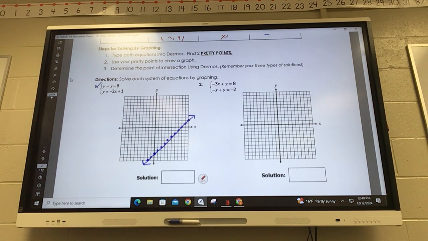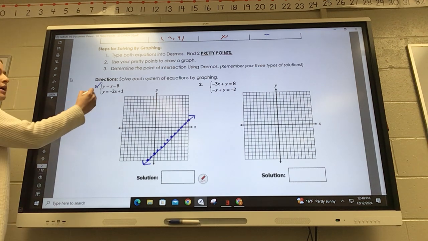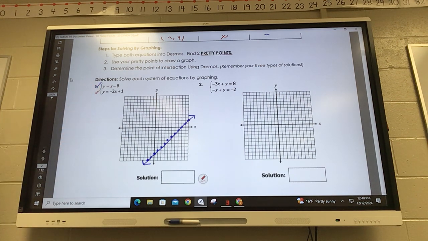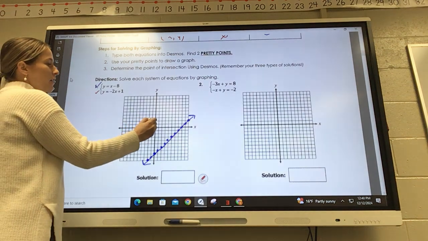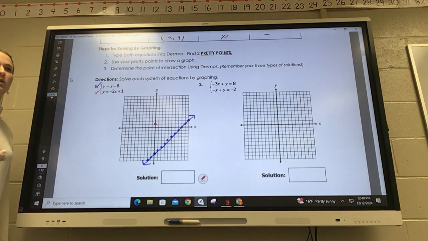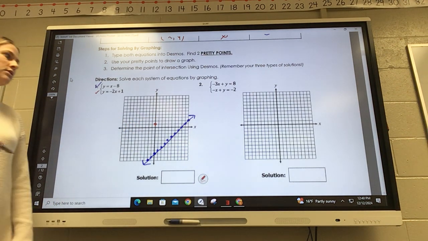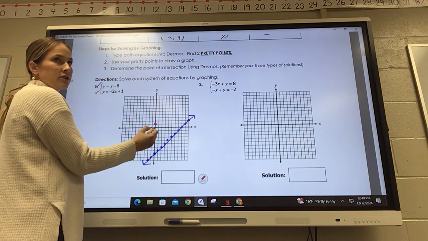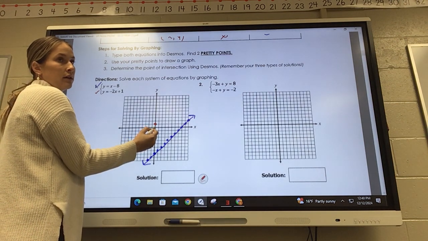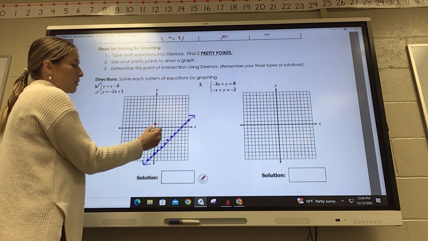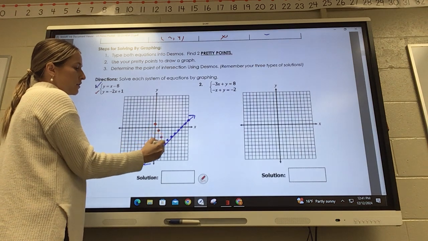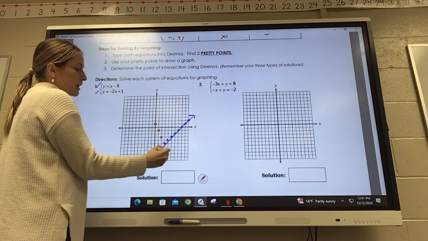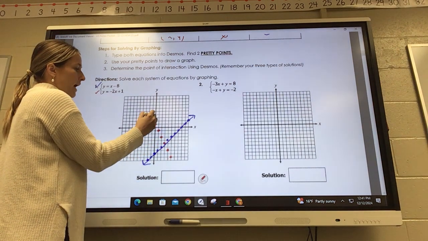Now my second line, I'm going to use a different color. Where do I start on my y-axis? 1. And if I have a slope of negative 2, if I start and I go down 2 first, do I go to the right or to the left one? To the right. Remember, only one number is negative. If you do two negative numbers, you accidentally made it a positive, and you don't want that.